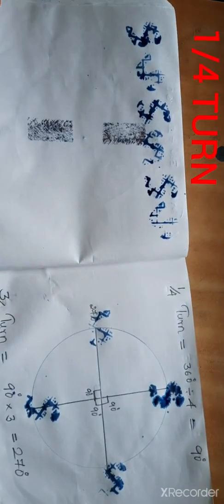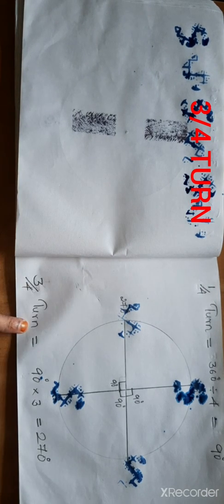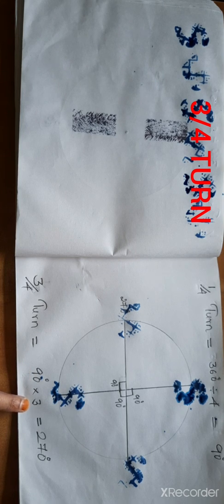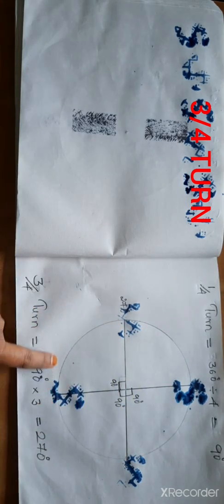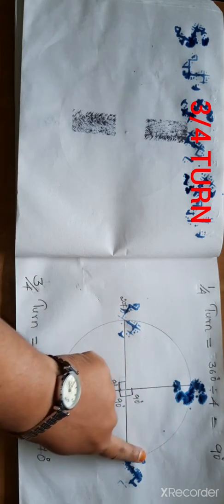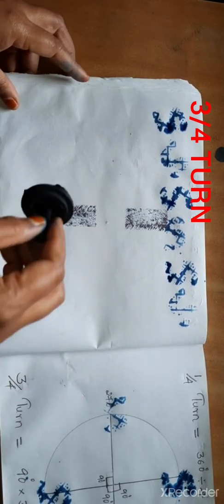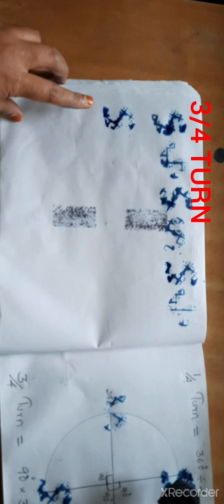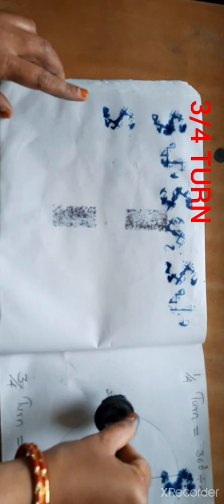Some of you were asking what a 3/4 turn is. 3/4 turn is nothing but, we know 1/4 is equal to 90 degrees, so 3/4 will be equal to 270 degrees. Suppose we start from here, the next thing will be this shape. See, 1/4, 2/4, 3/4. So let us try to make this, starting from here. After giving this block 1/4, 2/4, 3/4.